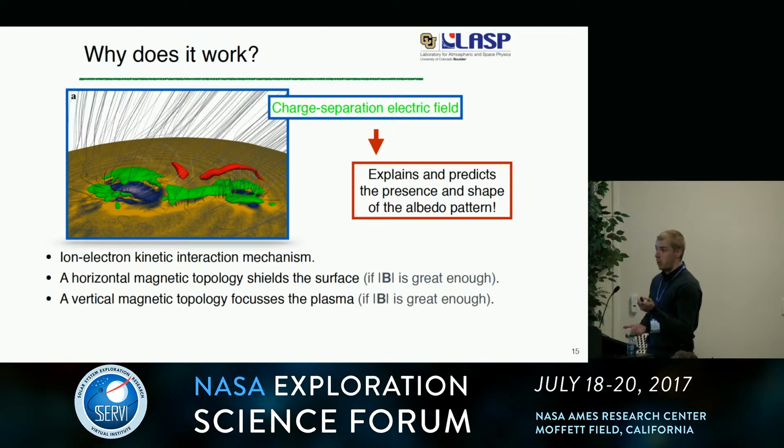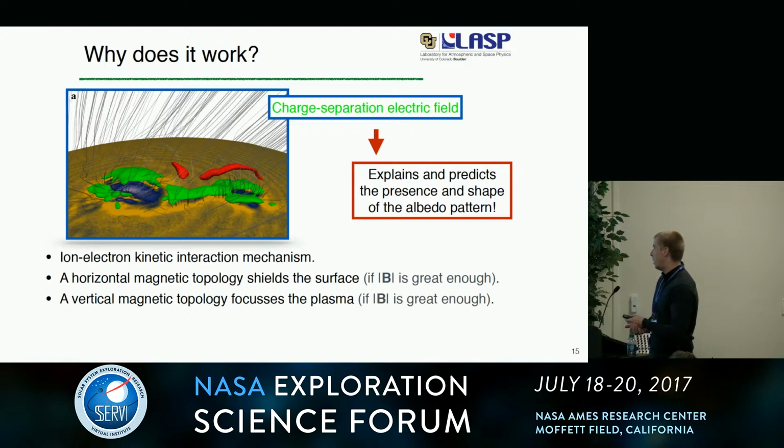So why does this work? We've seen it in the previous two talks, but the code also shows this very well: this charge separation electric field really determines everything that's going on. The gyro radii are so big that, just looking at the magnetic field, ions are not doing anything. It's this charge separation electric field.